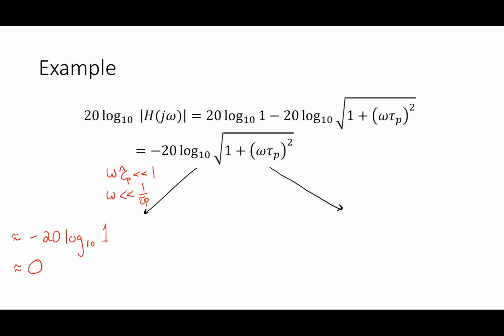Now let's look at the other extreme. What would the other extreme be, do you think? Much greater. Omega tau p much bigger than 1, which says that omega is much bigger than what? 1 over tau p, like that. All right. So in that case, how do I approximate that?